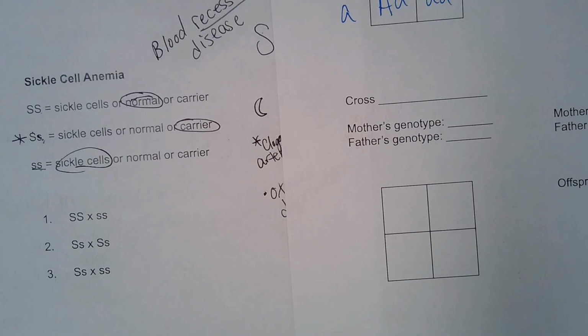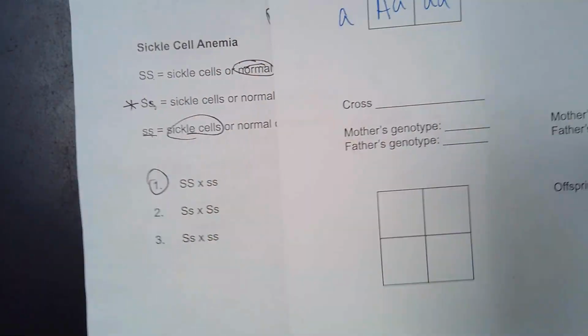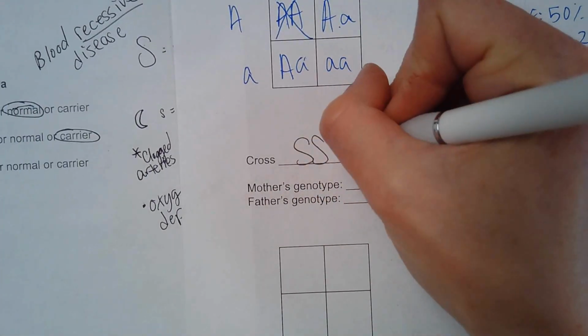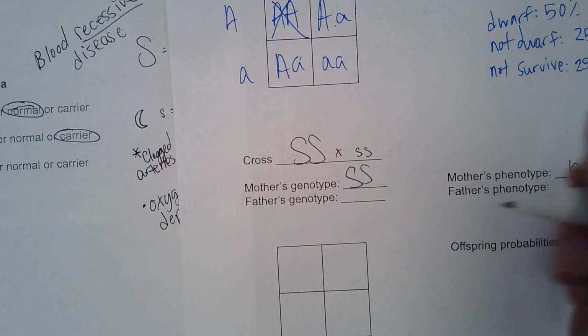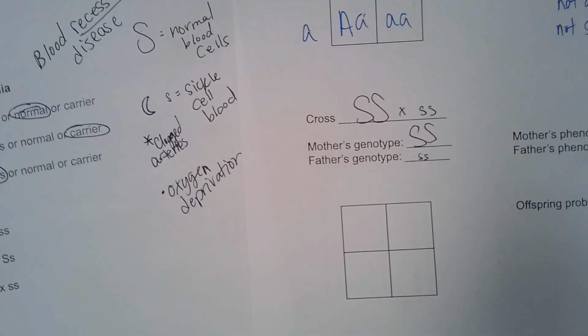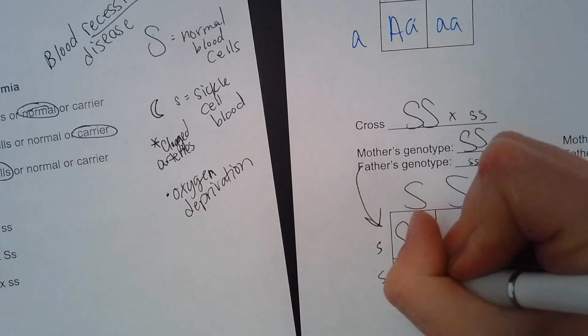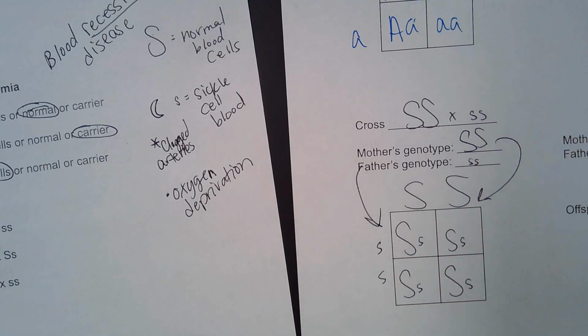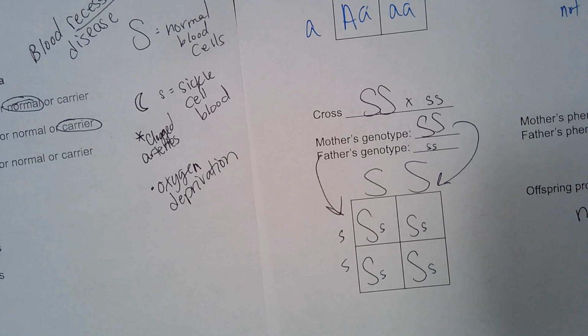I'm going to try this one. Okay, so number 1 is capital S crosses with lowercase s. So here we have a mother who is normal, not affected, and we have a father who has sickle cell anemia. And so we put the letters on the top and the side, and here all 4 would inherit a dominant and recessive. And so our phenotype probabilities are either not affected, sickle cell, or carrier.